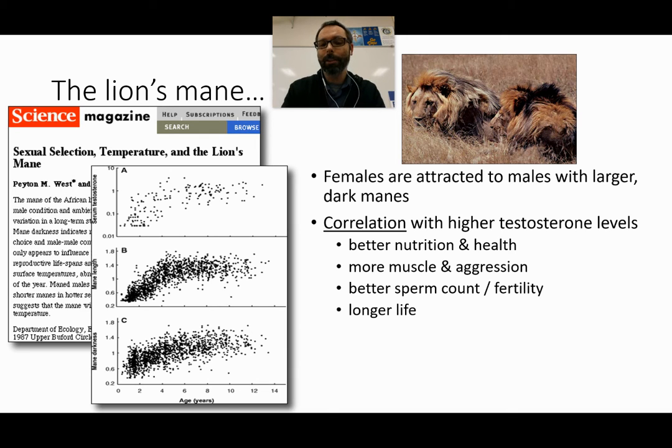It's not like the females are sitting around saying, oh man, I'm pretty sure the ones with the long, dark manes are the ones that have the most testosterone. They just choose the ones that they are the most attracted to. So if you were a female who was attracted to long, dark manes, you would have had an advantage, right?